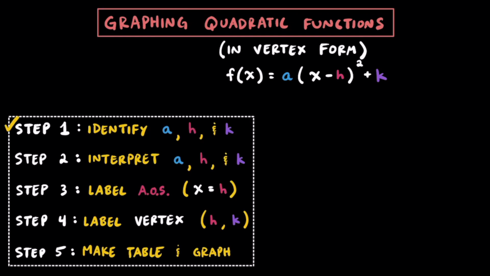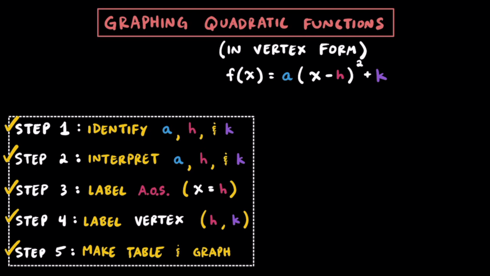When graphing quadratic functions in vertex form, we can follow these 5 steps to do so. First, we'll always begin by just identifying our a, h, and k values. Then after that, in step 2, we'll interpret what they mean. In step 3, we'll use the h value for our A.O.S. In step 4, we'll use our h and k value to create the vertex of the parabola. And then in step 5, we'll make a table and graph it.